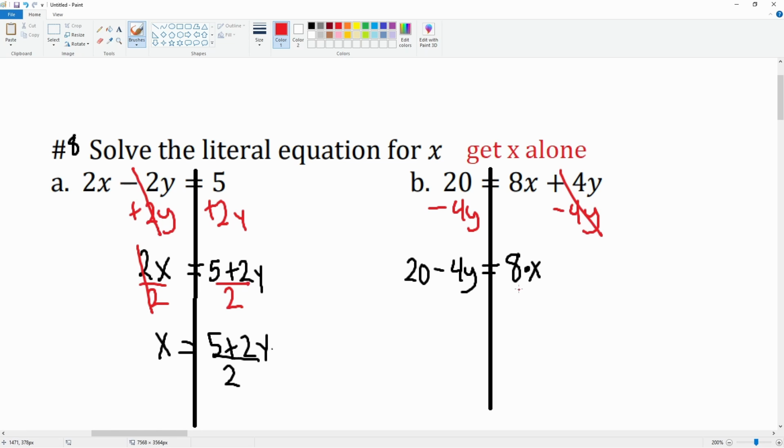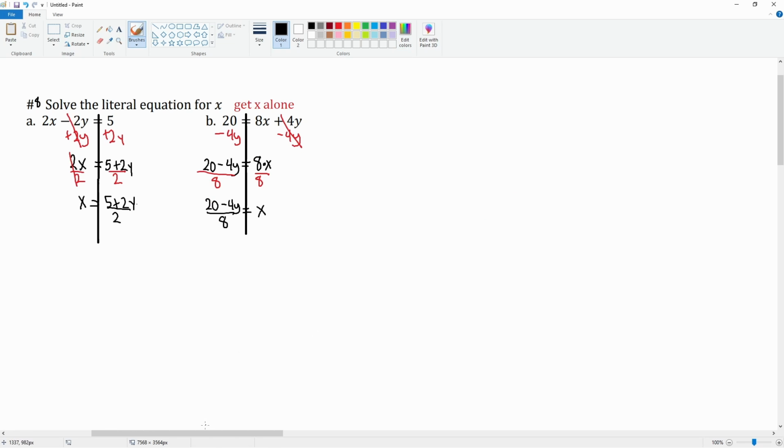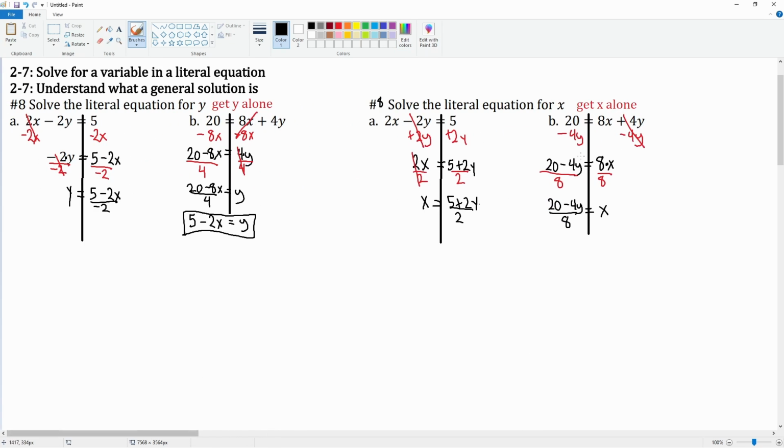The inverse of multiplication is division. So we want to divide both sides by 8. Leaving you now with 20 minus 4y divided by 8 equal to x. Notice that the right-hand side problems, we're solving for x. We got x alone. And the ones on the left-hand side, we're solving for y. We're trying to get y alone.